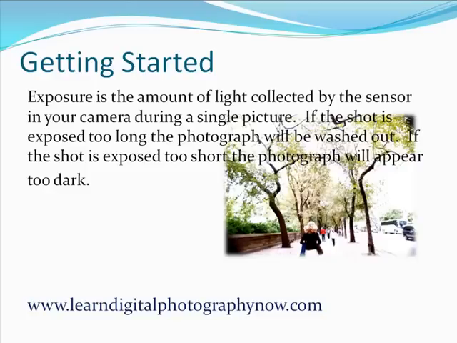Exposure is basically the amount of light that's collected by the sensor in your camera during the taking of a single photograph. If the shot is exposed too long, the photograph will be washed out. If the shot is exposed too short, the photograph will appear too dark.